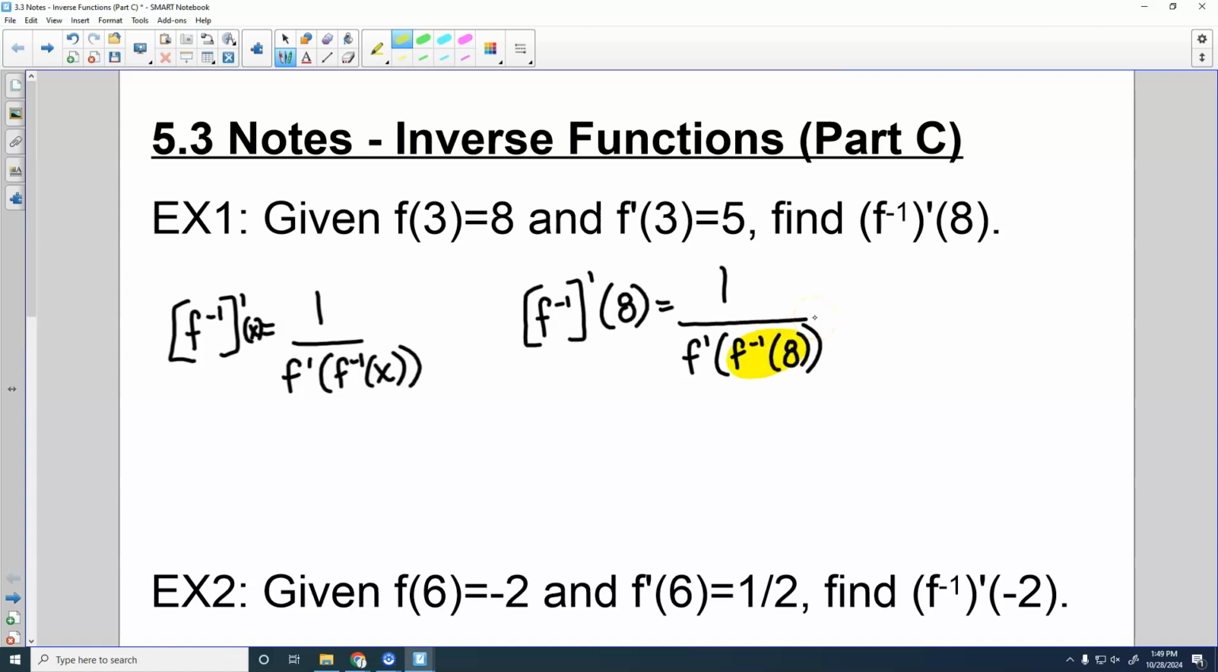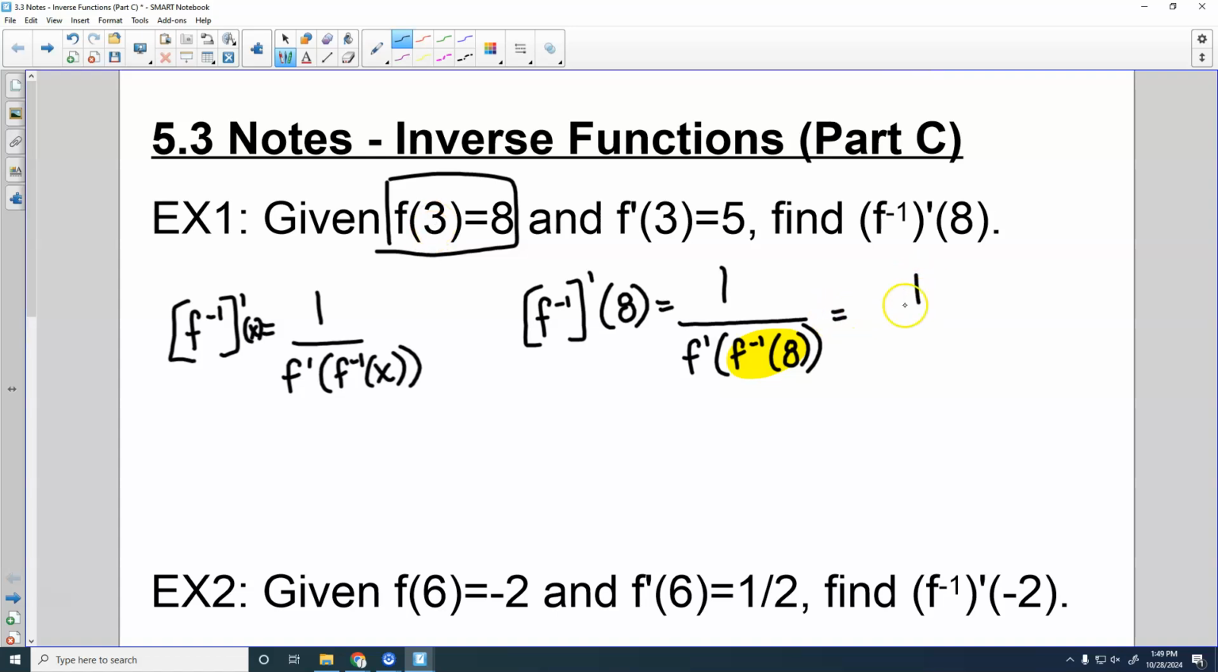We need to find the inverse of 8 first. So if 8 is my x-coordinate on my inverse, it was what on my original? It was the y-coordinate. So you only have one piece of information about f of x anyway. So if you've got f of 3 equals 8, that means that 3 would be your inverse of 8.